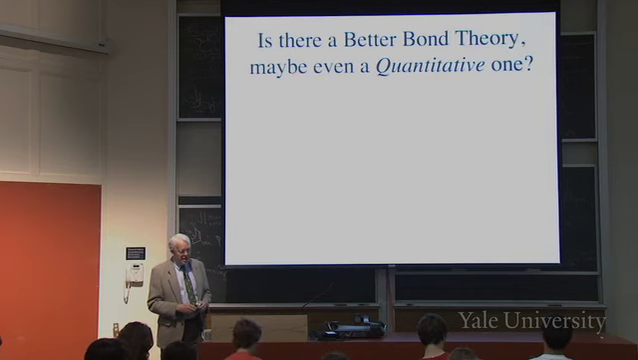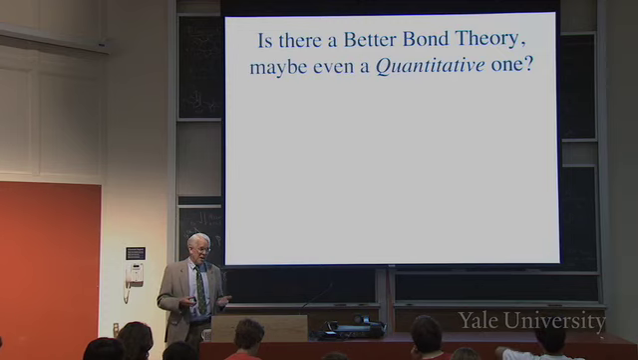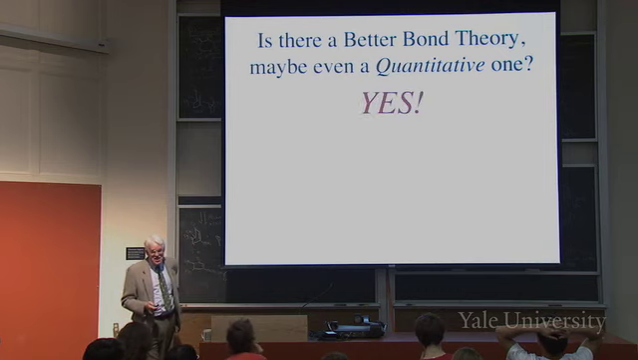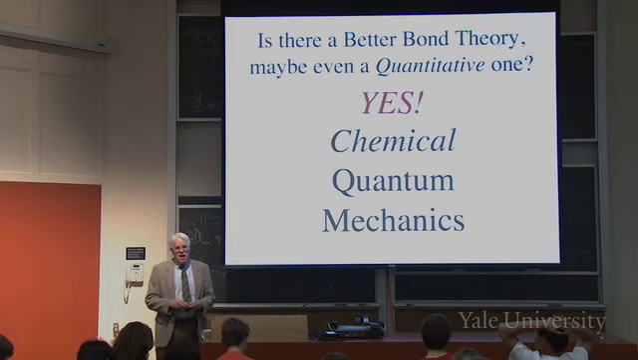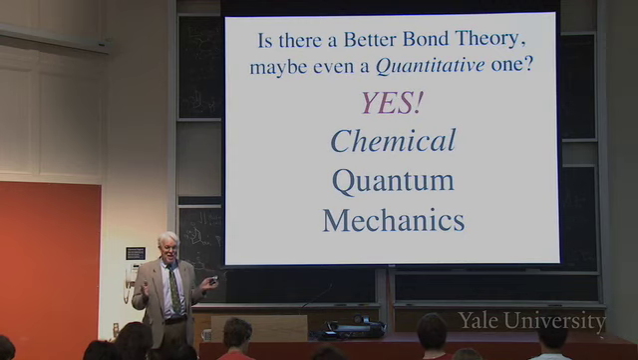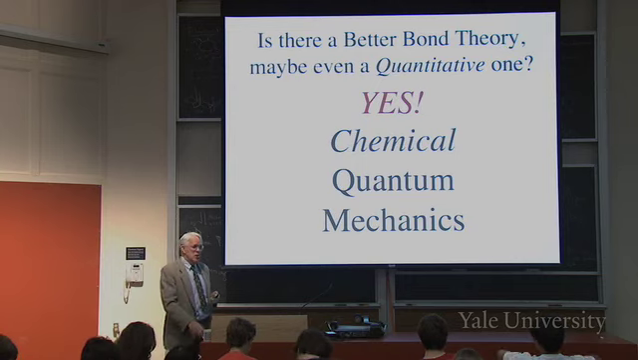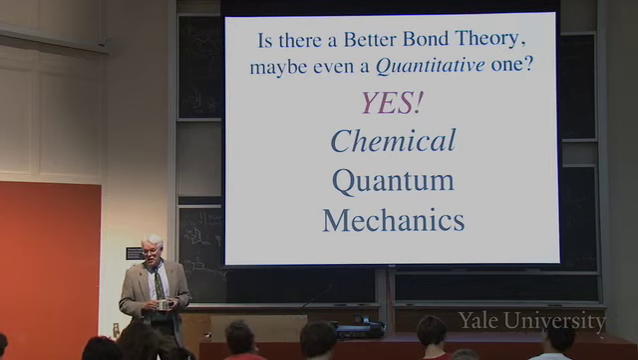Now, this raises the question, is there a better bond theory than Lewis theory? Maybe even one that's quantitative, that would give you numbers for these things, rather than just say they're pairs here or there. Okay? And the answer, thank goodness, is yes. There is a great theory for this. And what it is is chemical quantum mechanics. Now, you can study quantum mechanics in this department, you can study quantum mechanics in physics, you can probably study it other places, right? And different people use the same quantum mechanics, but apply it to different problems, right? So what we're going to discuss in this course is quantum mechanics as applied to bonding, okay?